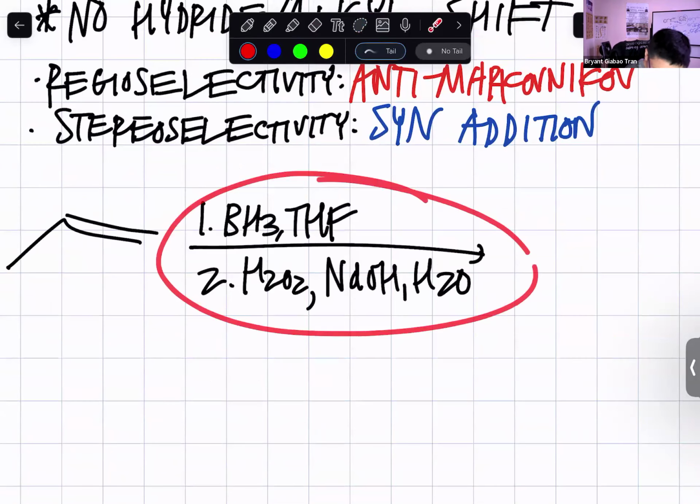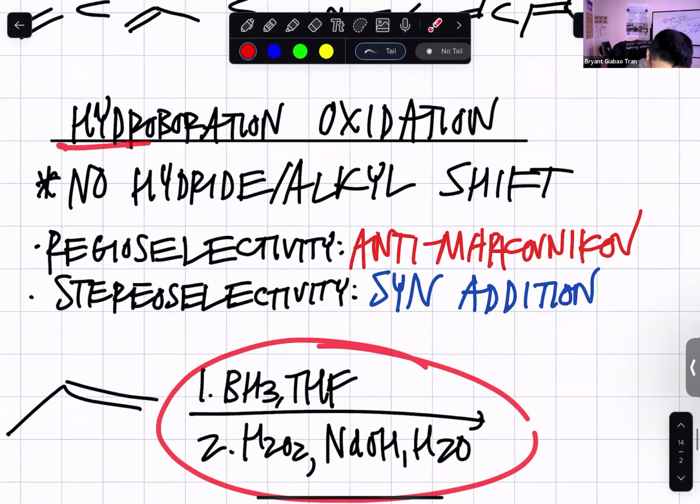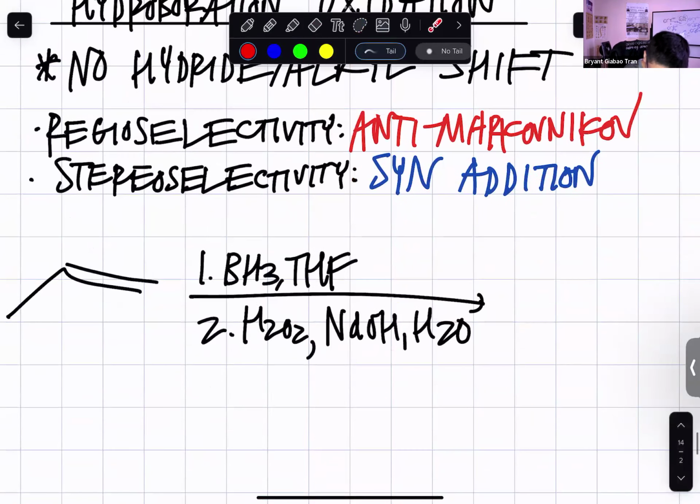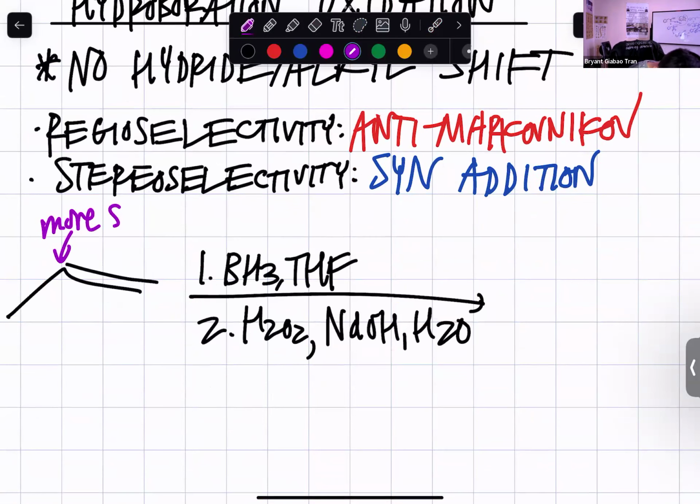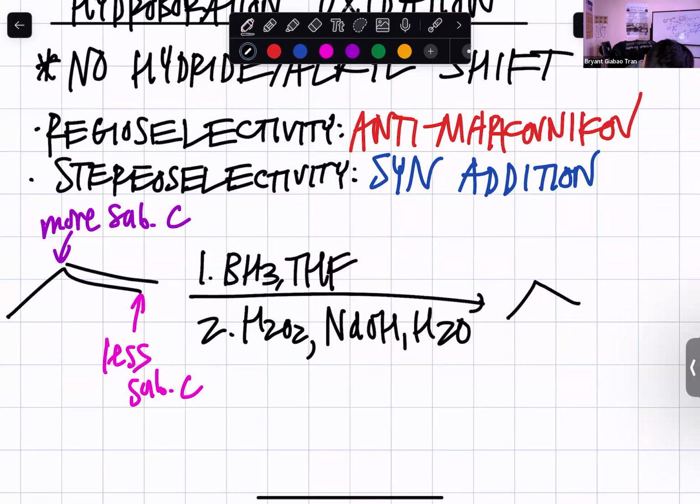Whenever you see these reagents, associate this with hydroboration oxidation, which would add alcohol on the less substituted side of the alkene. So this is our alkene right here. This is our more substituted carbon. This is our less substituted carbon. So what we're going to do is add an alcohol on the less substituted carbon right there.